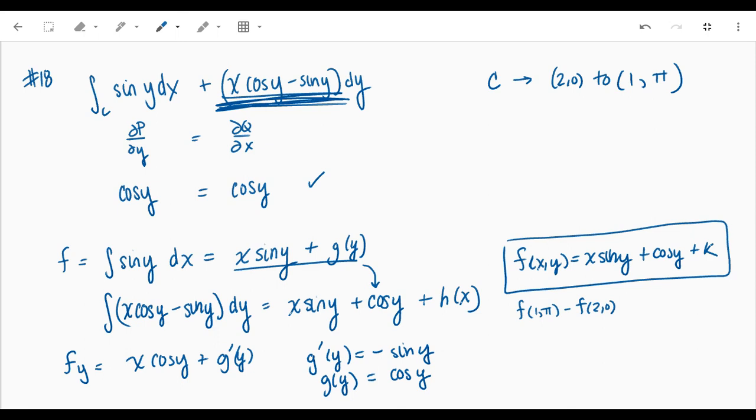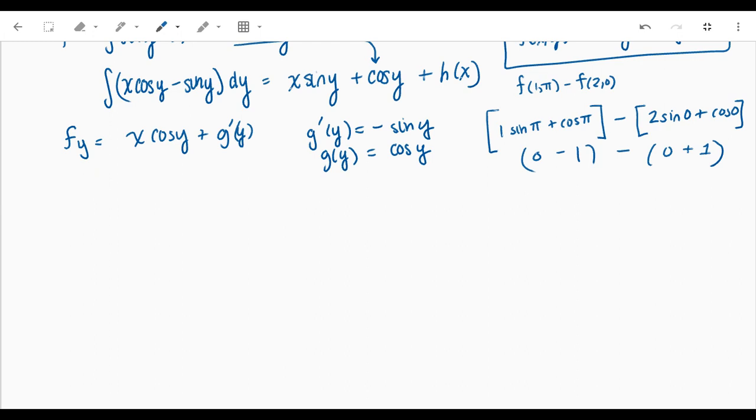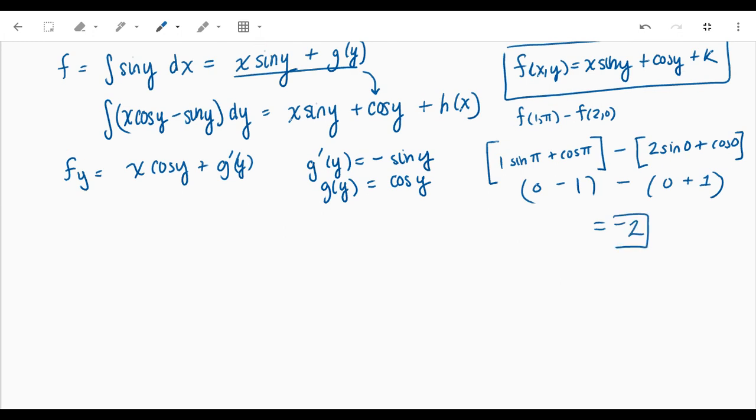So we'll have 1 sine pi plus cosine pi. And like I said, we don't need to do that, plus k, minus 2 sine 0 plus cosine 0. Okay, so the sine of pi is 0, cosine of pi is negative 1, minus 0 plus 1. So it looks to me like we're going to have negative 2. And that's your final answer.